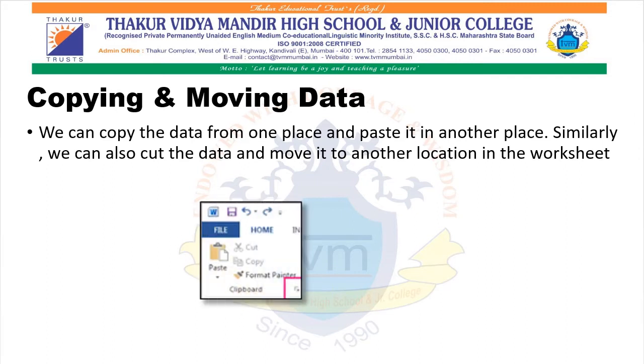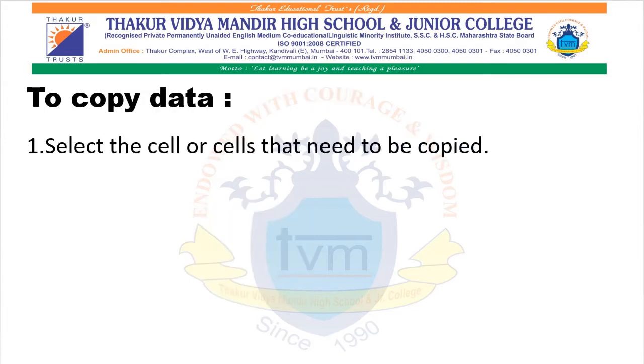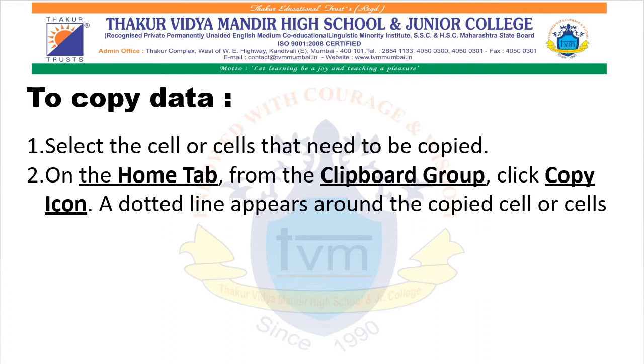Now these two steps can be done in three different ways. Let us see what is the first way. To copy the data, first select the cells that need to be copied. Second, on the Home tab, from the Clipboard group, click the Copy icon. A dotted line appears around the copied cell or cells.